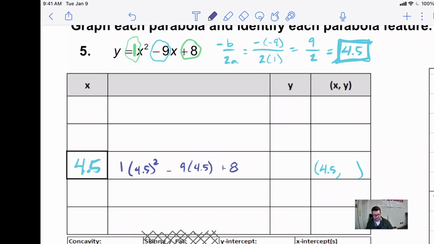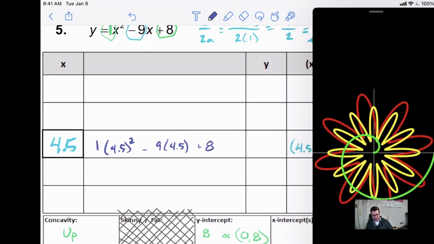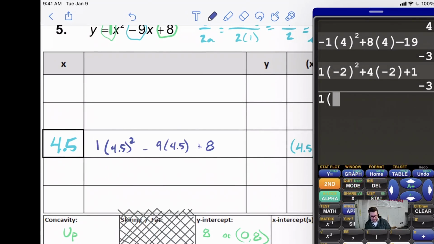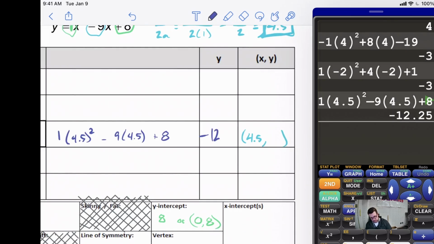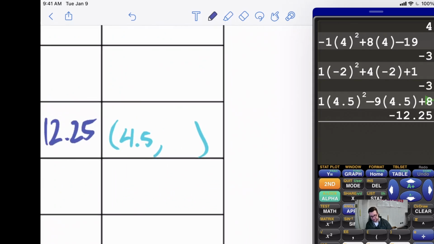And again, this is where your calculator is your best friend. Use your calculator to do that lifting. So 1 times 4.5 to the second power minus 9 times 4.5, and then we want to say plus 8 at the end. And we get a negative 12.25. So that's going to be the value that goes over here, 12.25.